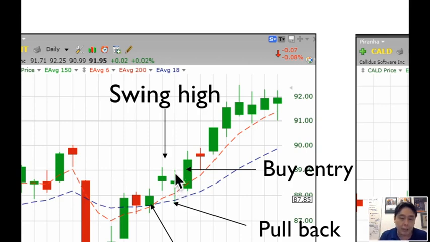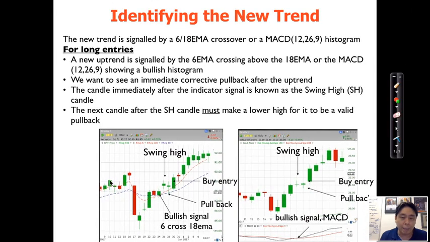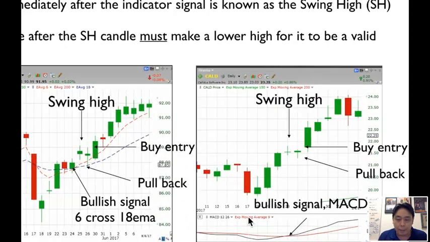Okay, so the next day, as you can see, indeed the price goes above that, it triggers our buy order and we're in the trade and we are moving up as we anticipate, right? So this is an example of the trend being signaled by the 6 crossing above the 18. In this example, you can see that it is the MACD 12, 26, and 9 showing a bullish signal, where the MACD line crosses above the signal line. That is a bullish signal.